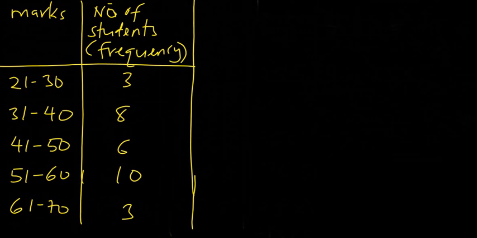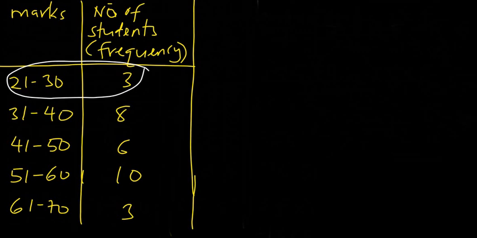It might be difficult to find the exact mean because we do not know the marks that were scored by each of these students. For example, we have 3 students who scored between 21 and 30 marks. We do not know what each of these 3 students got. We do not know whether one scored 22, another 25, or another 29. So what we do is get a value in between 21 and 30, and this value is going to represent each of these 3 students.